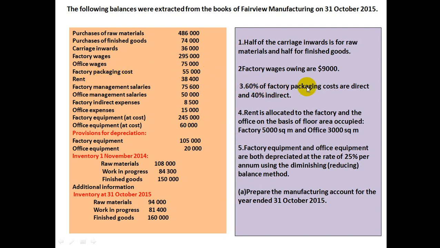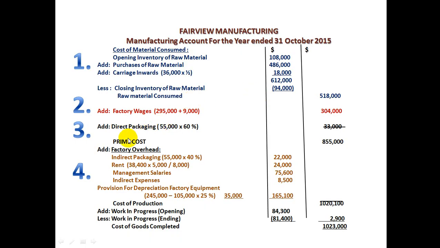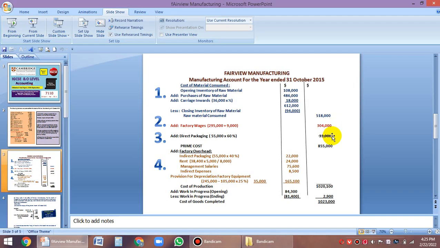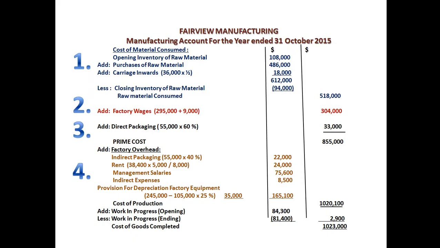Out of this, 60% was direct. Therefore, 60% will be taken in the direct expenses and remaining 40% will be taken in the indirect expenses. So, in direct expenses, we have taken 60% of this amount. Let us correct the placement of these lines. Okay, so raw material consumed plus direct labor plus direct expenses, which is only direct packaging in this question, are added, and that is how we calculated the prime cost.